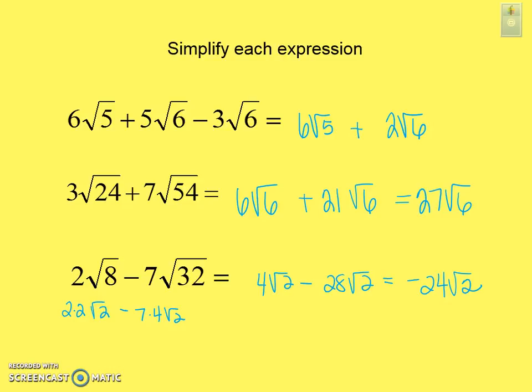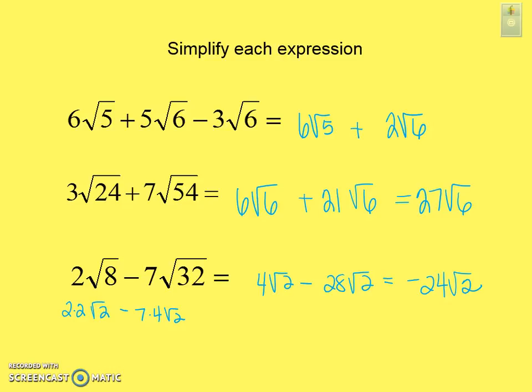When we break down the middle one, 24 and 54 actually both end up leaving a 6 underneath the radical, so we have 6 square root of 6 from the first term, and then 21 square root of 6 from the second term, and we can combine those together. So 27 radical 6 is our final answer.